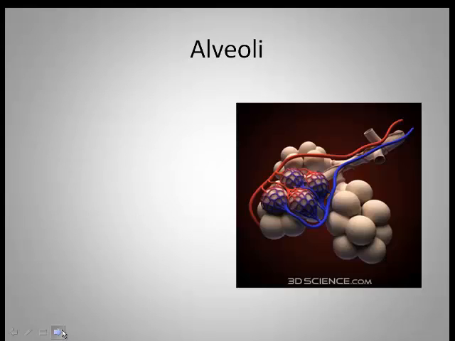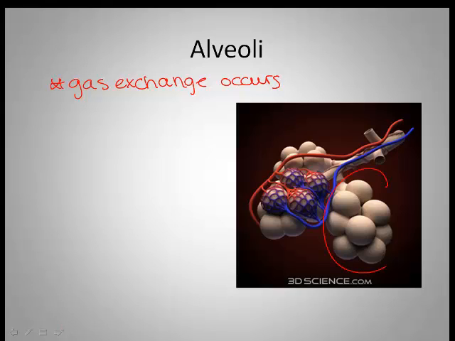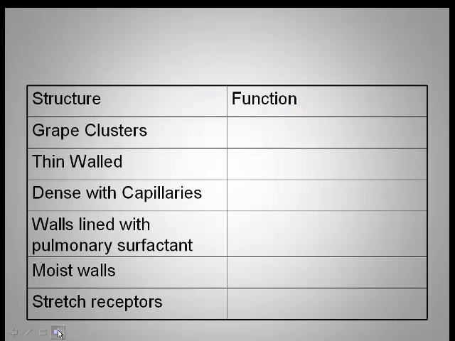So our alveoli, this is where gas exchange occurs. They have extremely thin walls in order to facilitate the exchange with our blood vessels. Looking at the diagram, we have a grape-like cluster, and this is going to increase surface area in order to increase the amount of diffusion that occurs between our alveoli and our blood vessels. So let's look at the functions of our alveoli. They're grape-like clusters. We said this increases the surface area for maximum diffusion.